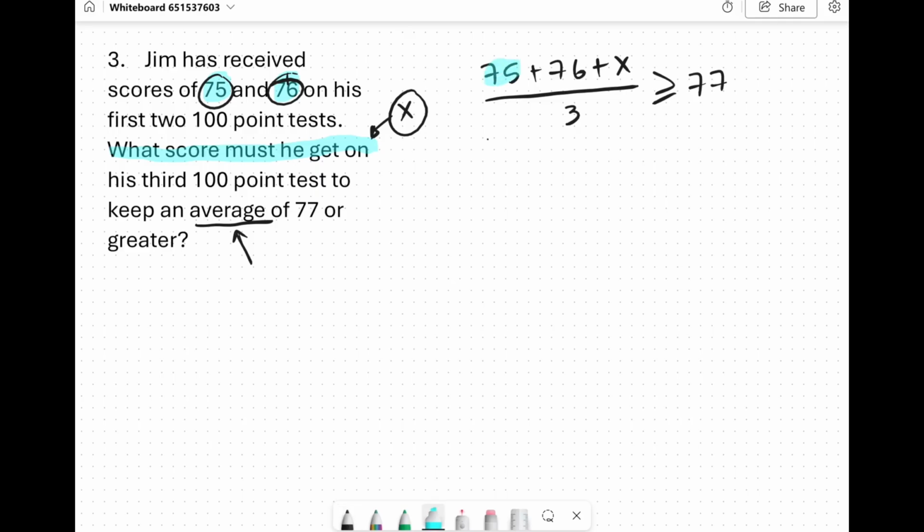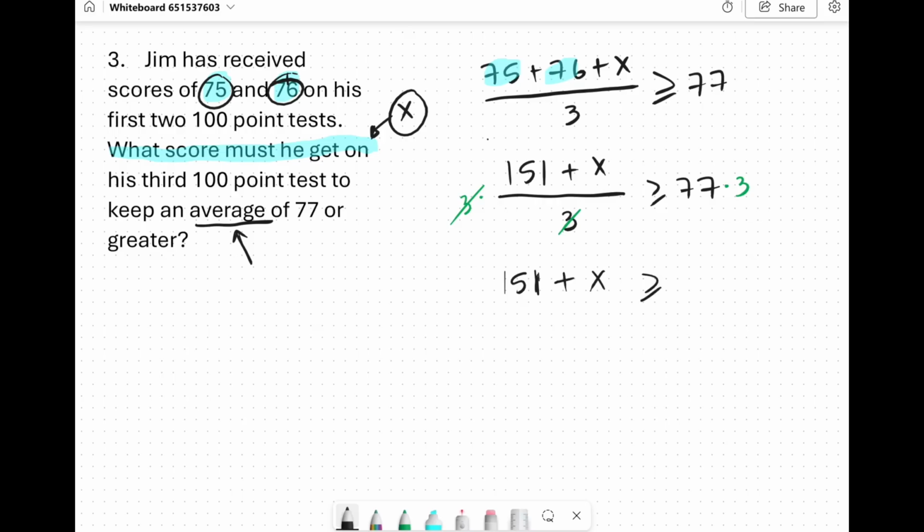We can go ahead and add 75 and 76. That's 151. And then we will remove the fraction by multiplying both sides by 3. And now to get the x by itself, you subtract 151. So x is greater than or equal to 80. This means that his third test needs to be an 80 or more in order for the average to be a 77 or more.